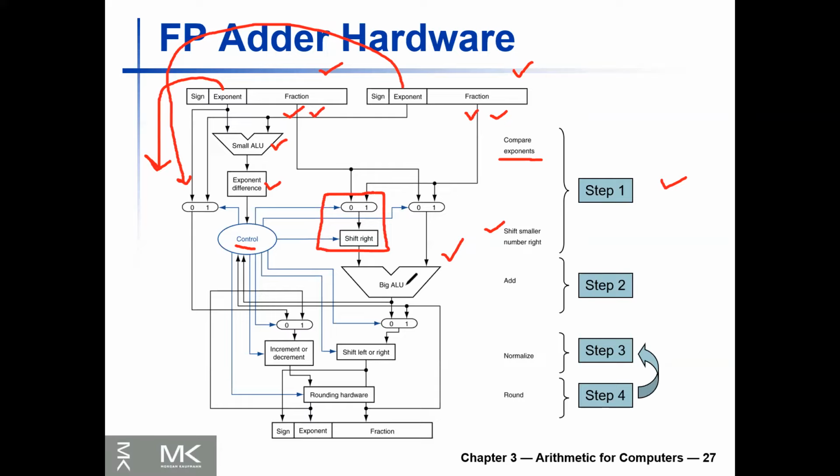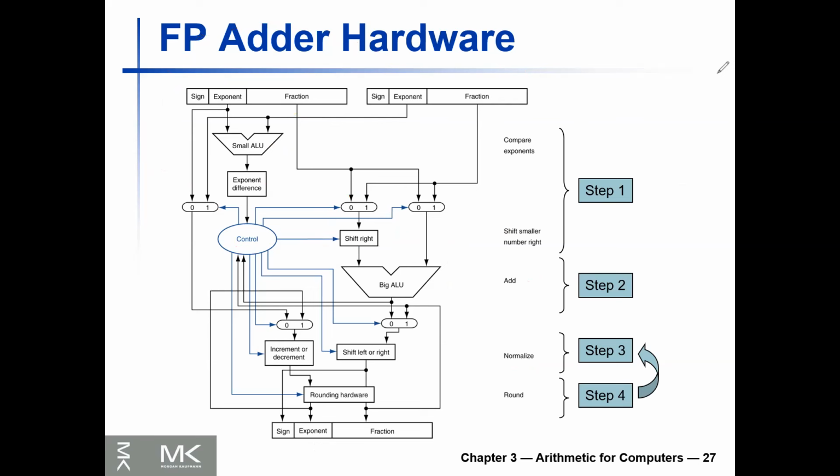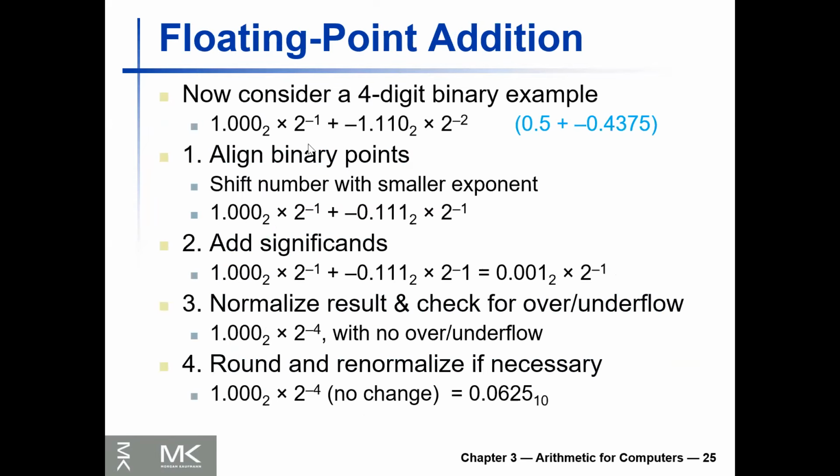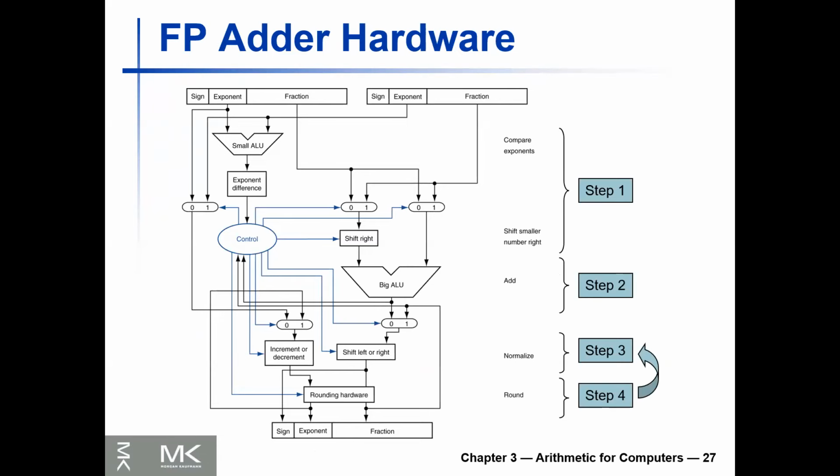Then we will be having the big ALU. Here we will be performing addition, which is the second step. Yeah, the addition is here. The third step is normalization. So after the result you will again check whether it is normalized or not. So this is for that. Okay, the fourth step is for the rounding. Then finally we are having the result here. So you can understand how complicated the floating point adder hardware is. What we just explained in steps 1, 2, 3, 4 is basically implemented by using this hardware.